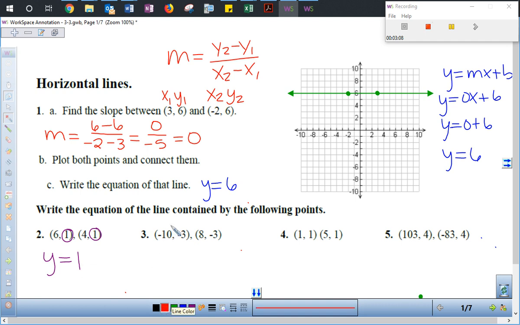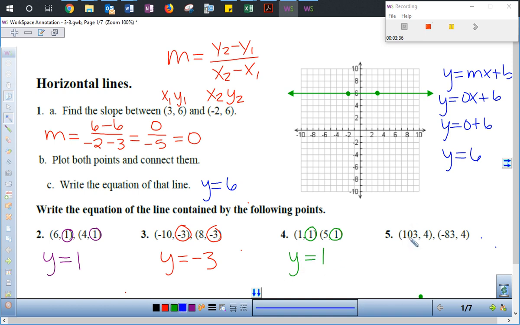Number 3, again I want to check, are my x values the same? No. Are my y values the same? Yes. Circle them. And that means my slope would be 0 if I was going to find it. And then my equation is just y equals that number, negative 3. On number 4, are my x values the same? No. Are my y values the same? Yes. Circle them, and my equation is y equals 1.